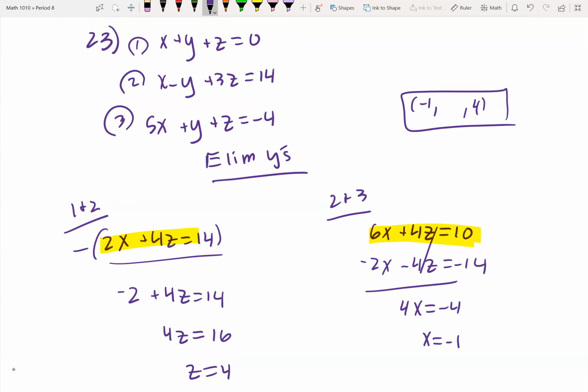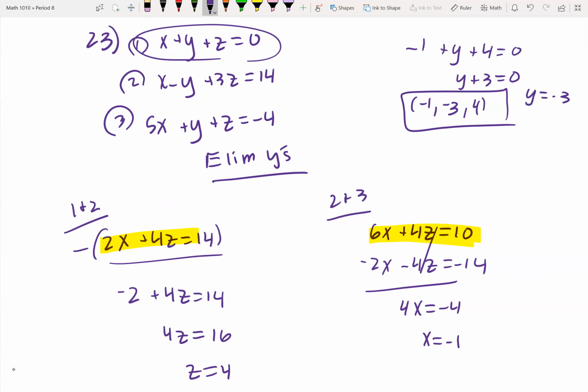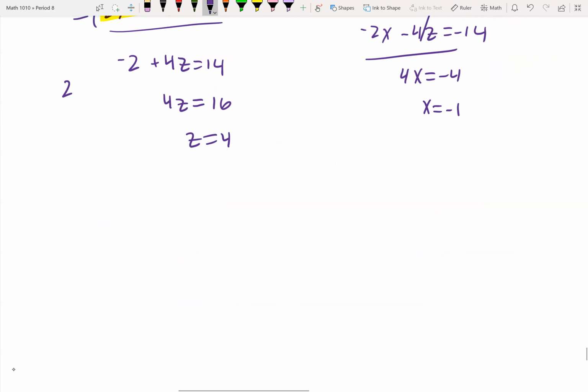Now I have to find my y. I'm going to go to the top. This looks the easiest. So negative 1 plus y plus z, which is 4, is equal to 0. That's y plus 3 equals 0. I get y equals negative 3, and I'm done. You can check it, and I recommend checking it for sure. Okay, here is the next 23.